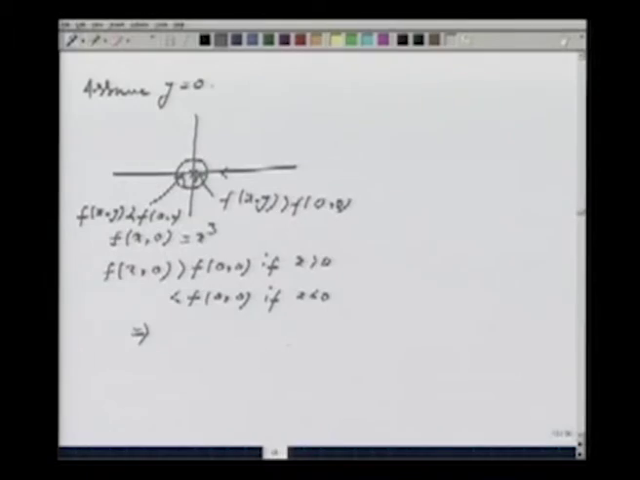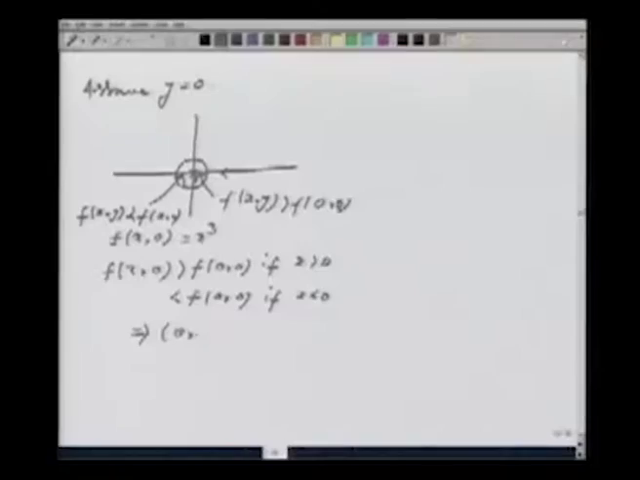It means (0, 0) is actually a saddle point, because in every neighborhood or a disk around (0, 0), there are points (x, y) where the value of the function is bigger than f(0, 0), and there are points where the value of the function is less than f(0, 0). So this implies (0, 0) is a saddle point.